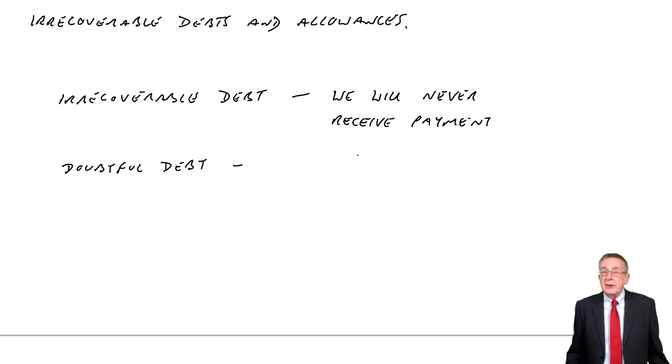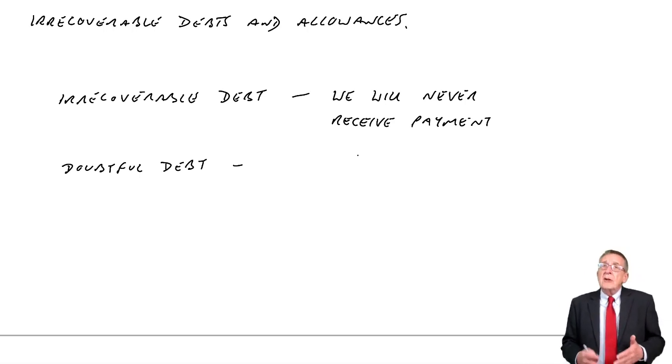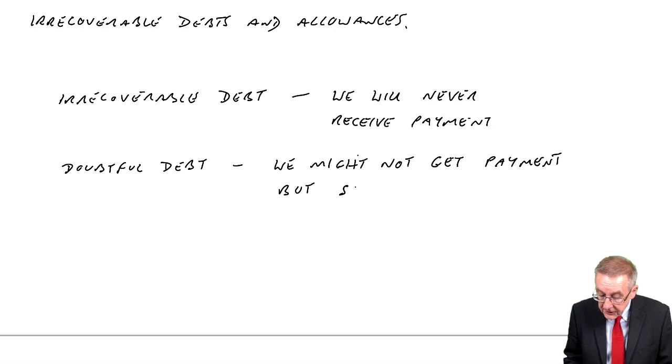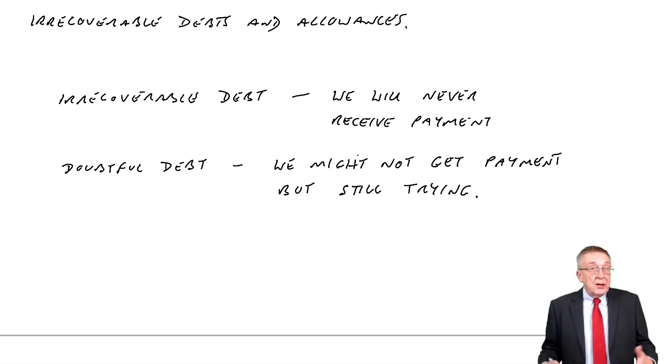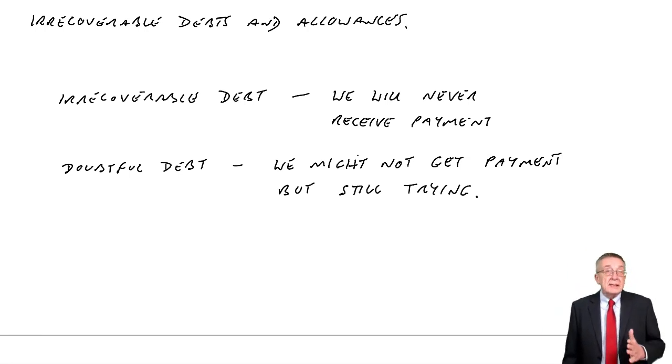But obviously, if you've been owing me for 3 months and letters keep getting returned, then there's clearly a risk that I won't get the money. So a doubtful debt is where we might not get the money. Might not get payment, but we're still hoping or still trying. So I hope I've made the distinction clear. If you're never going to get the money, we call it irrecoverable. If there's a risk that you might not get the money, but you still are trying, you still think you might get the money, then we call it doubtful.